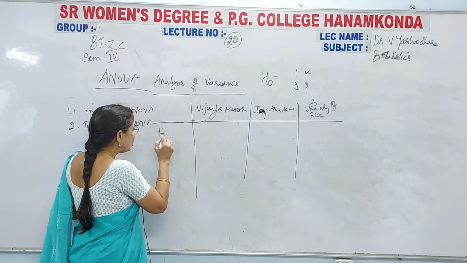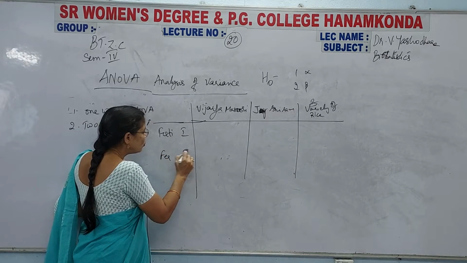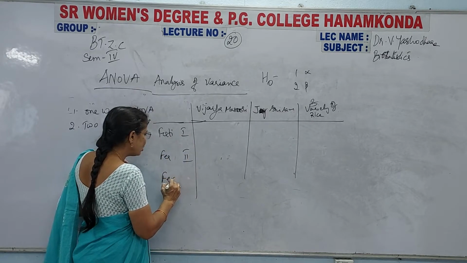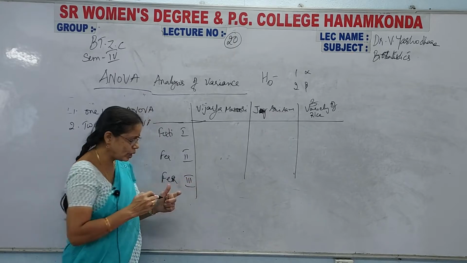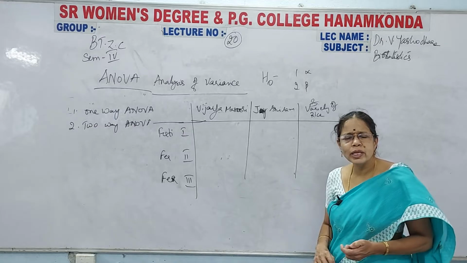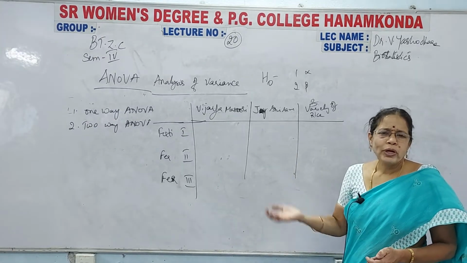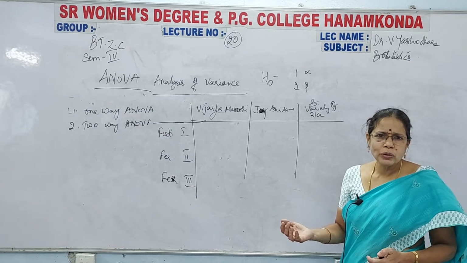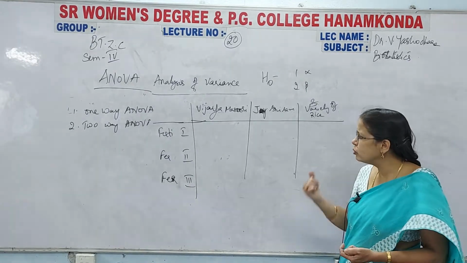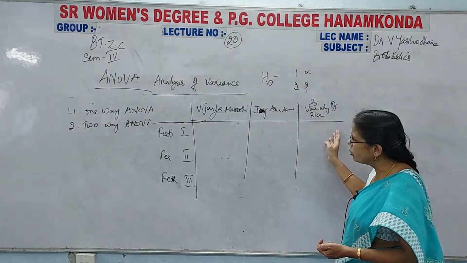That is fertilizer 1, fertilizer 2, fertilizer 3. 3 types of fertilizers I have used to increase the yield of my crop, to destroy the pests, as well as to increase the productivity of our soil. That means to increase the fertility of soil, I have used fertilizers. 3 types of fertilizers I have used in these 3 paddy fields.